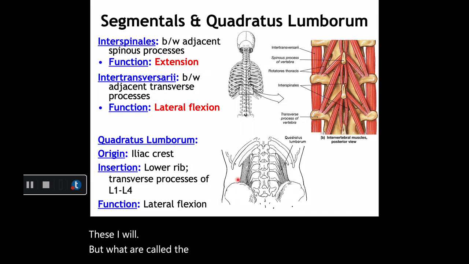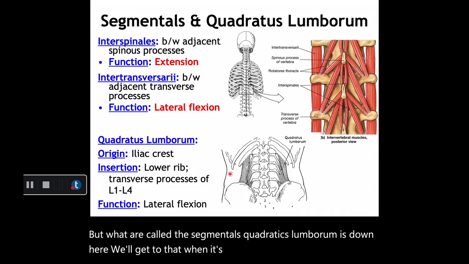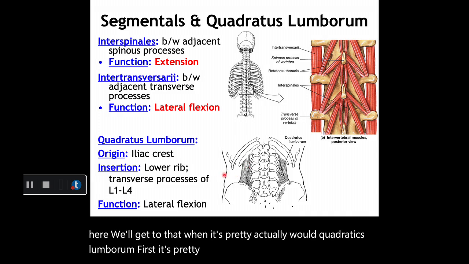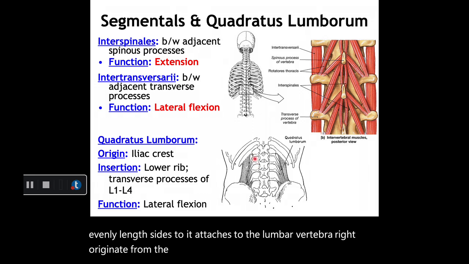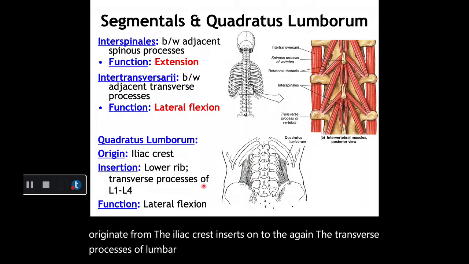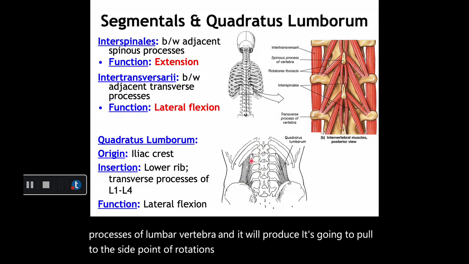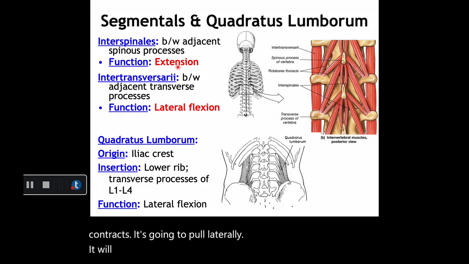All right, quadratus lumborum is down here. We'll get to that one. Actually, we'll do quadratus lumborum first. It's pretty straightforward. Quad, four evenly length sides to it. Attaches to the lumbar vertebra. It originates from the iliac crest, inserts onto the transverse processes of lumbar vertebra, and it's going to pull to the side. Point of rotation's right here. So it contracts, it's going to pull laterally. It will laterally flex your trunk.